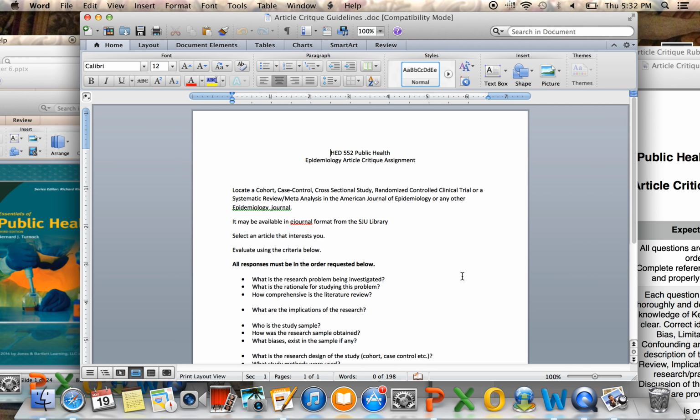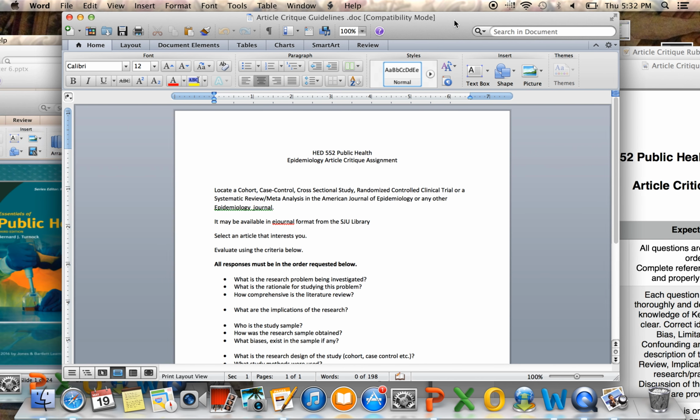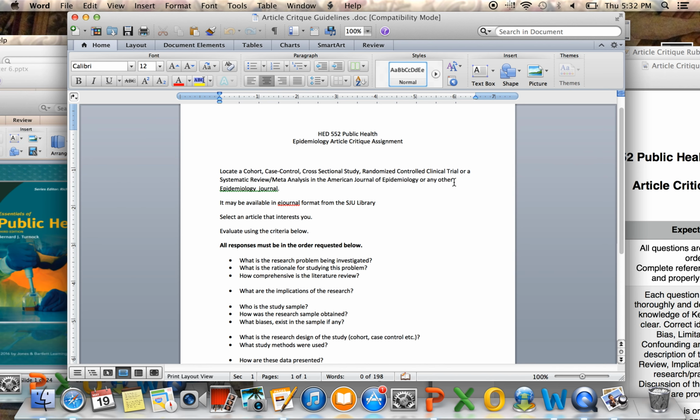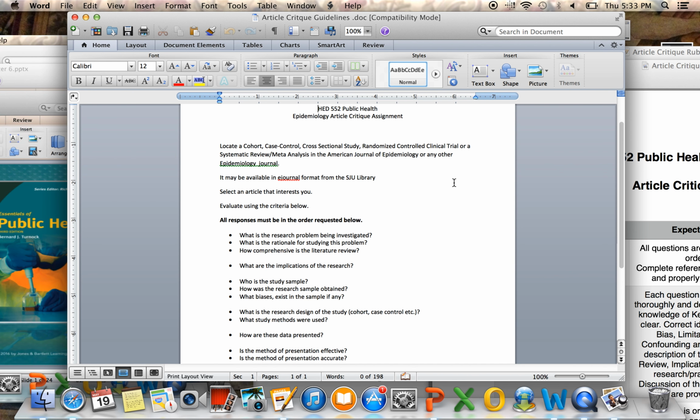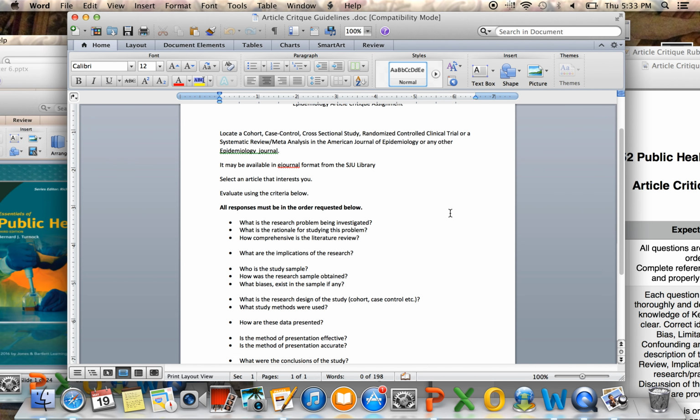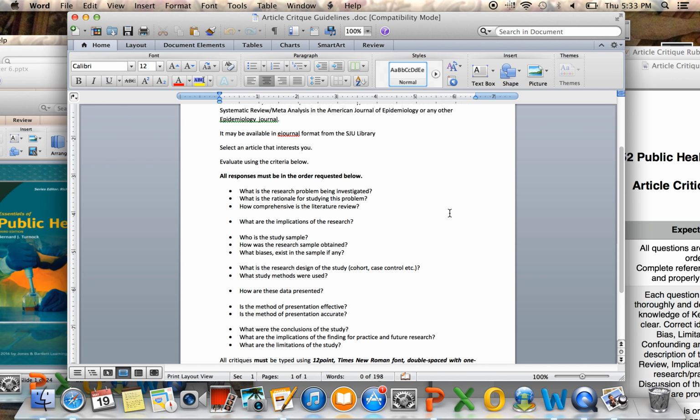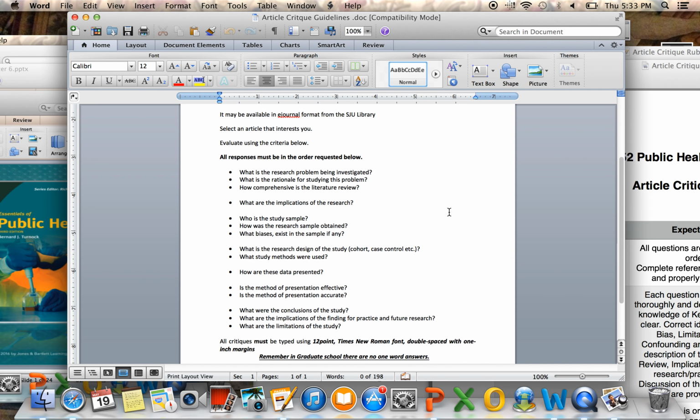But the idea is that you're going to find some type of epidemiological study or research study, either a cohort, a case control study, a cross sectional study, or a clinical trial, or a systematic review. And you're going to critique that article. These are all from medical journals, so they're all pretty solid, strong articles anyway. But what you are going to try and find is if there's any bias or confounding, and we'll talk about that. So what I want you to do is answer each one of these questions in order.